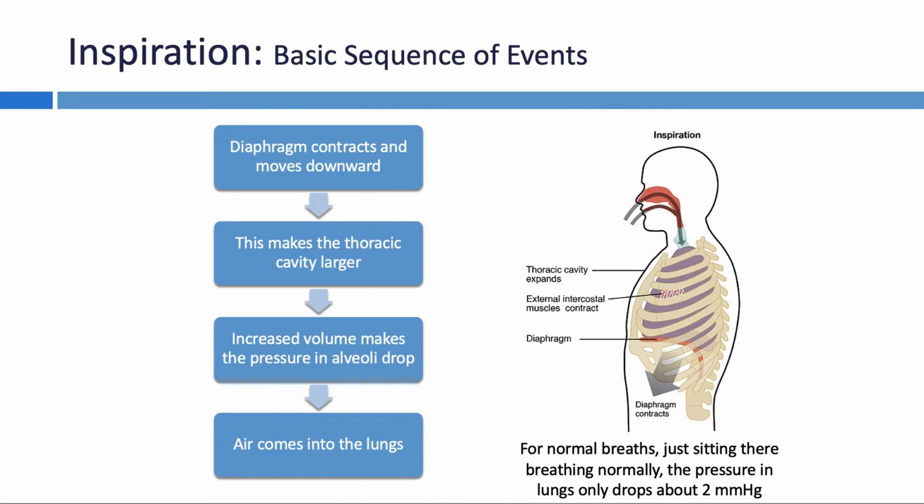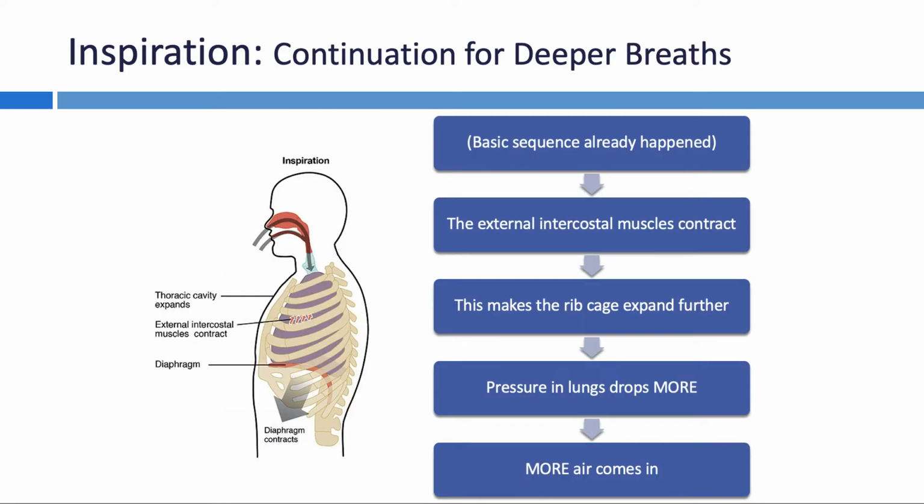If we want a deeper breath, we're going to have to make a bigger space. So this basic sequence is all a part of it, but additionally, the external intercostal muscles, so the muscles on the outside of our rib cage, right between our ribs, but on the outside, are going to contract. This makes the rib cage expand further. It pulls the rib cage outward. The pressure in the lungs drops even more, and so even more air is going to come in.